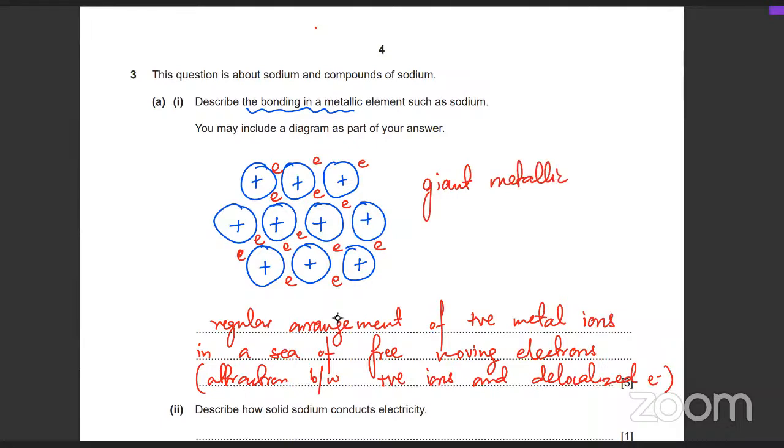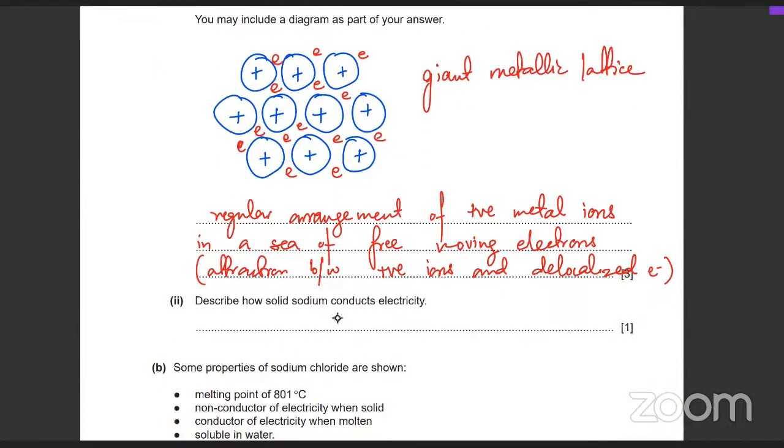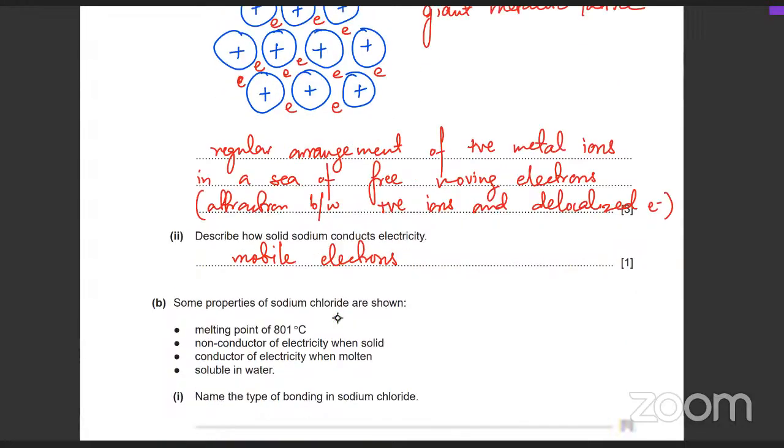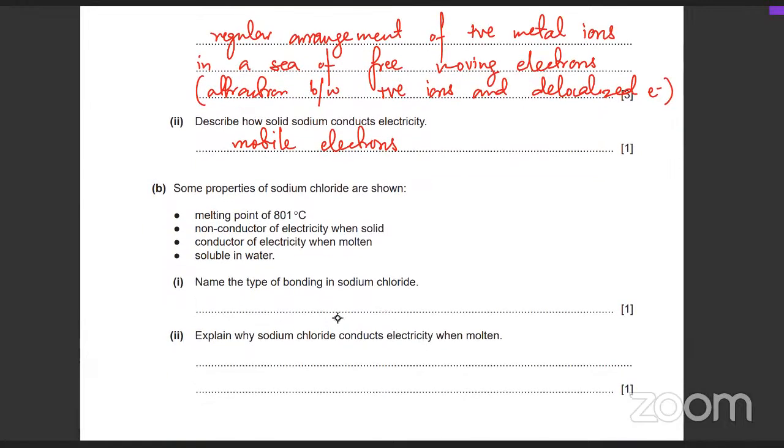You have to answer exactly the same thing when it comes to metallic bonding. Describe how solid sodium conducts electricity. Why does it conduct? It has free moving electrons, so it's got free moving or mobile electrons. That's the answer. Then some properties of sodium chloride are shown. Name the type of bonding in NaCl. It's pretty obvious. Ionic bonding.